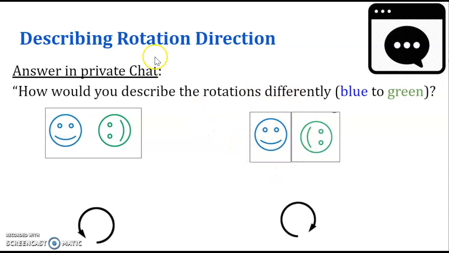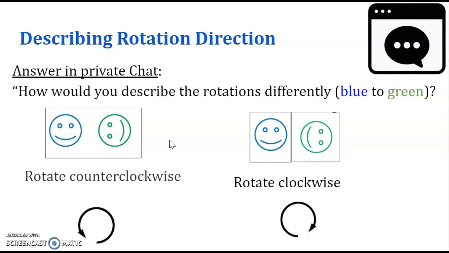So when you're describing rotation, you need to describe in terms of direction. So this is rotate clockwise and rotate counterclockwise. And we also need to identify the center of rotation. Okay, and I'm just going to leave it at that for now.